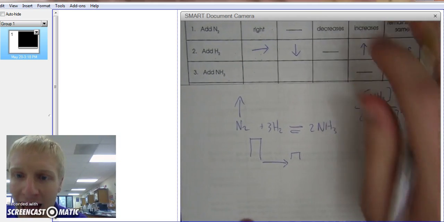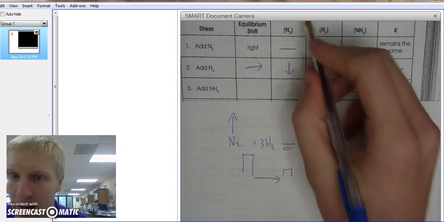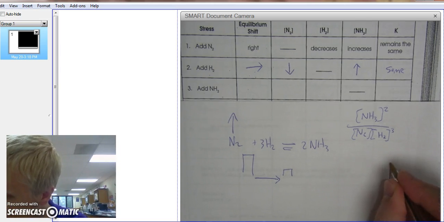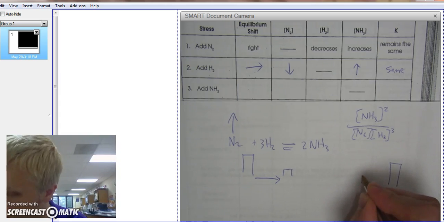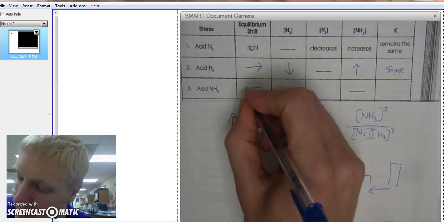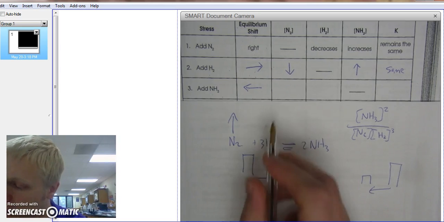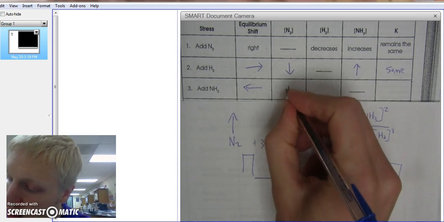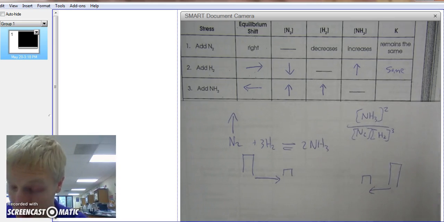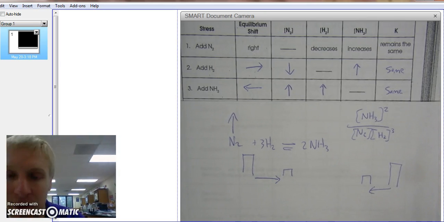Next one, if we add NH3, that's this product right here, we're adding it. So really what's happening is we have a lot of product and not as much reactant. So the equilibrium is going to shift to the left to balance this out so that this can go down and this can go up. So when that happens, N2 is going to increase, H2 is going to increase, NH3 is where the stress is happening, and our K, because our concentration is the only thing that's changing, we're just going to write the same. Doesn't change.